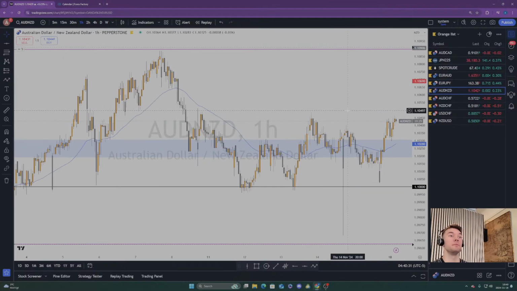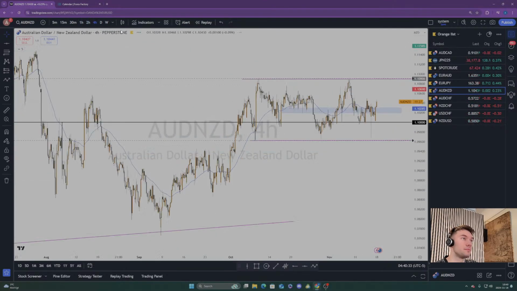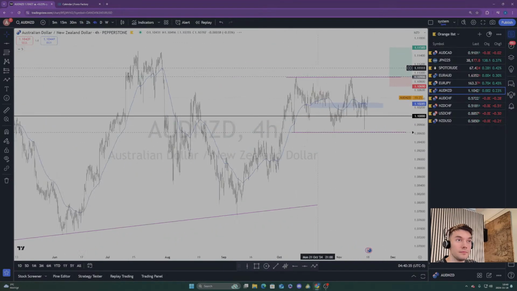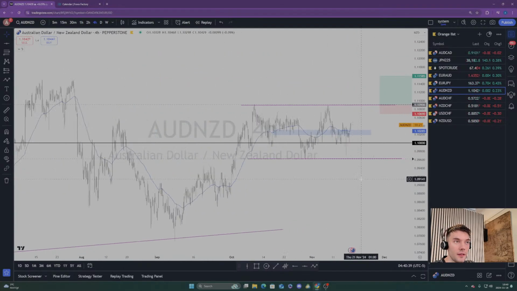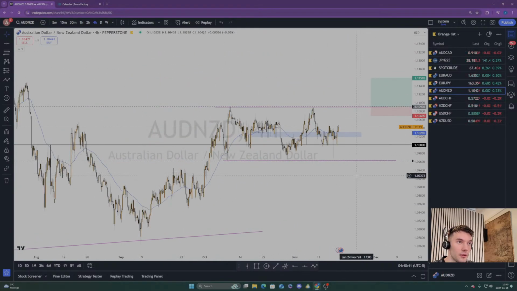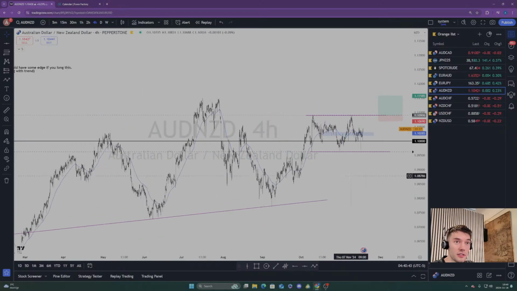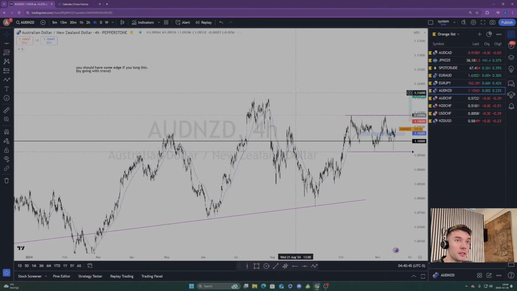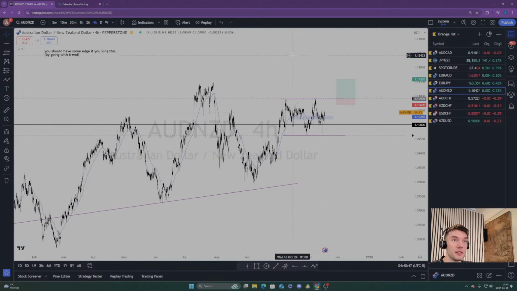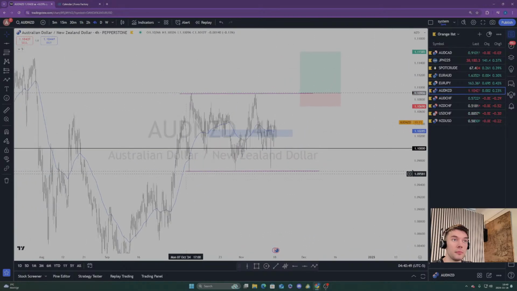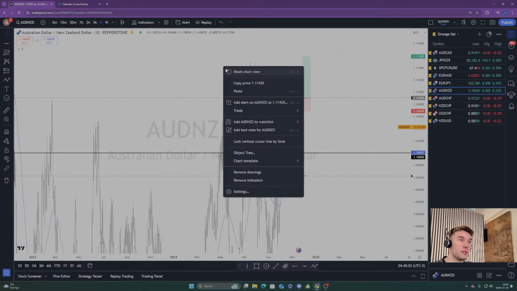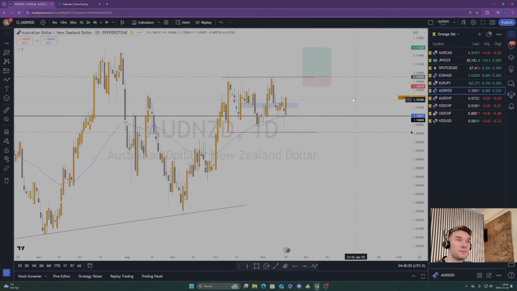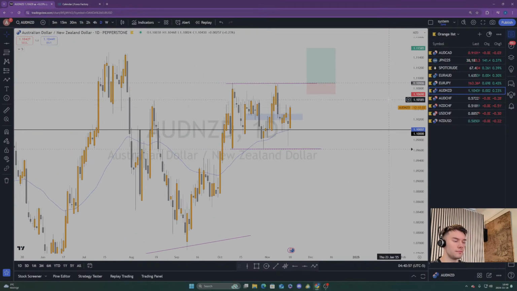AUD NZD. Let's go. Yeah, this is kind of not my style of trading. I don't know why this is on here, but yeah, we have an uptrend. We are right now in a range, right? On the daily.